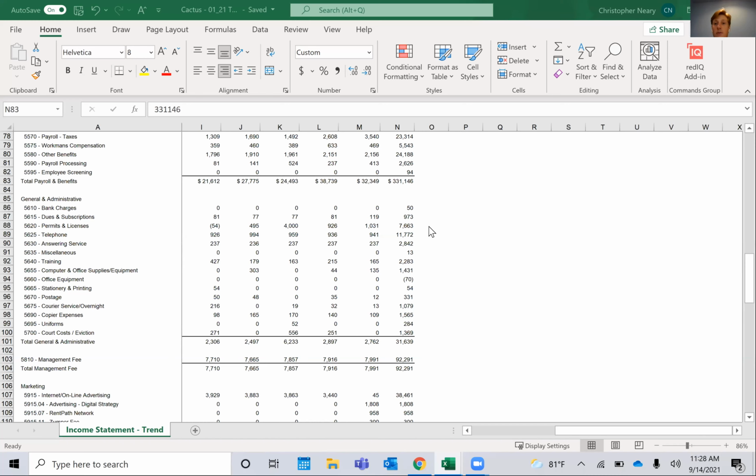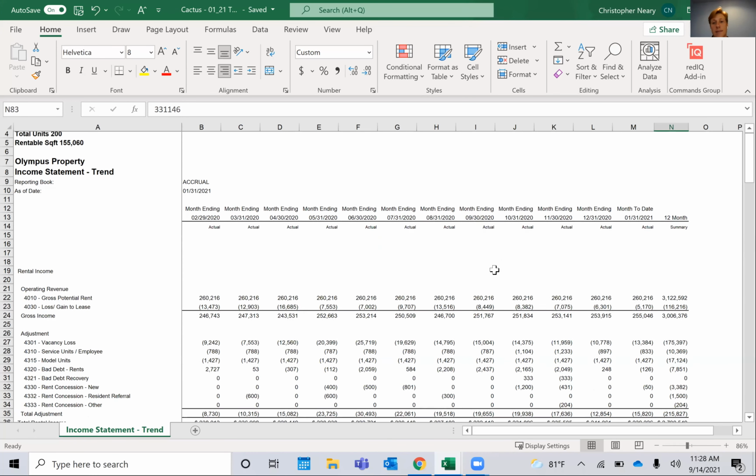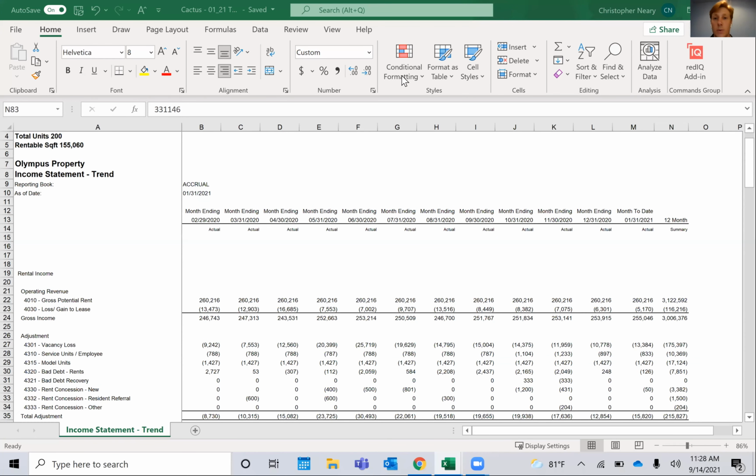The software is RedIQ. Does RedIQ pull data from a PDF into an Excel sheet? Yes, it can pull both PDF and Excel. It doesn't really matter. They have a back-end team that can work with any type of file, whether that's a PDF or any other file type.